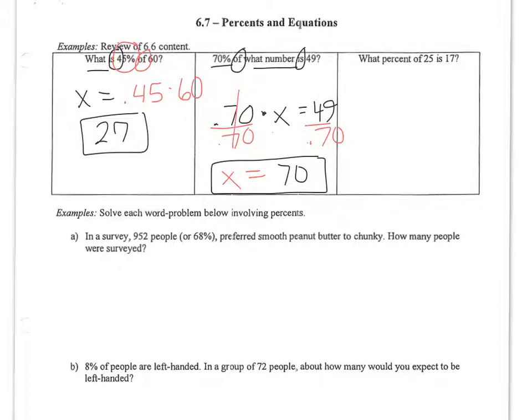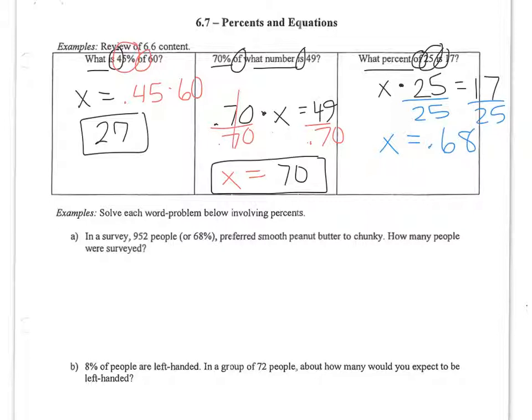And then the last one, what percent? So what percent means that at the end we're going to write it as a percent. X of times 25 equals 17. So I divide both sides by 25. So x equals 17 divided by 25 is 0.68. But at the end, I need to write this as a percent. So I move the decimal over twice, and it's 68%.